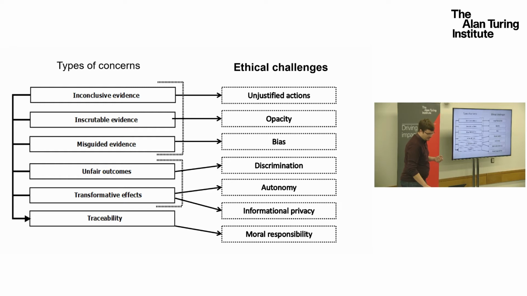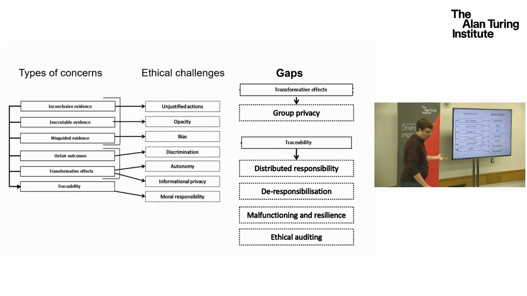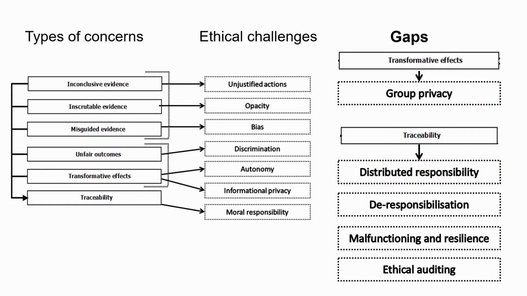Now, besides these challenges, which are widely discussed at the moment, there's also a number of gaps that can be identified that, again, map to one of these types of concerns. So as I suggested earlier, we can be increasingly concerned about the privacy of groups. We'll talk about that in a bit more detail in just a second. We can be concerned about how you distribute responsibility for the actions of the systems.